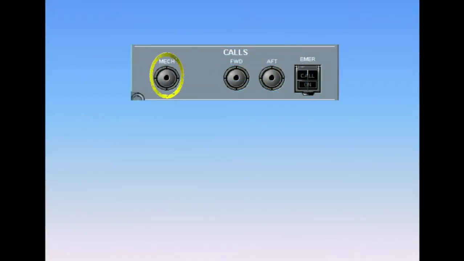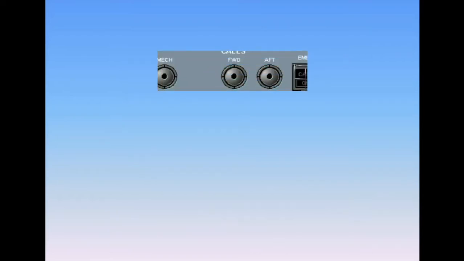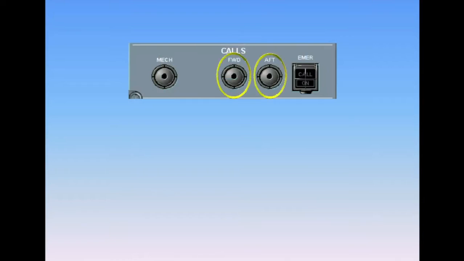When a mechanic button is pressed, a light illuminates on the external power panel and a horn sounds to alert the ground mechanic. When either the forward or aft button is pressed, a captain call message appears at the appropriate cabin station and a high-low chime sounds in the cabin.